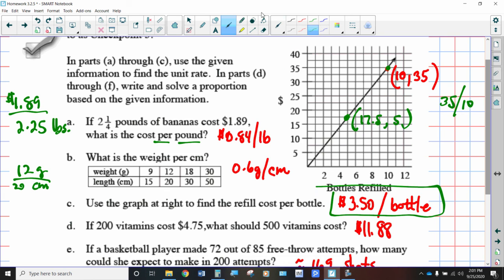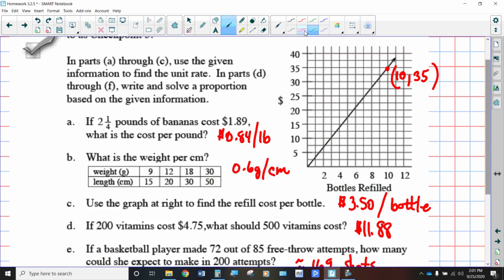Now, where do you find that unit rate on the graph itself? Well, one bottle, does that look like it could be right around $3.50? It does. The way that this number line is scaled, I wouldn't trust that that's $3.50 without actually doing this math of taking 35 divided by 10, but it turns out it is. So for one bottle, it costs $3.50. That is the unit rate.